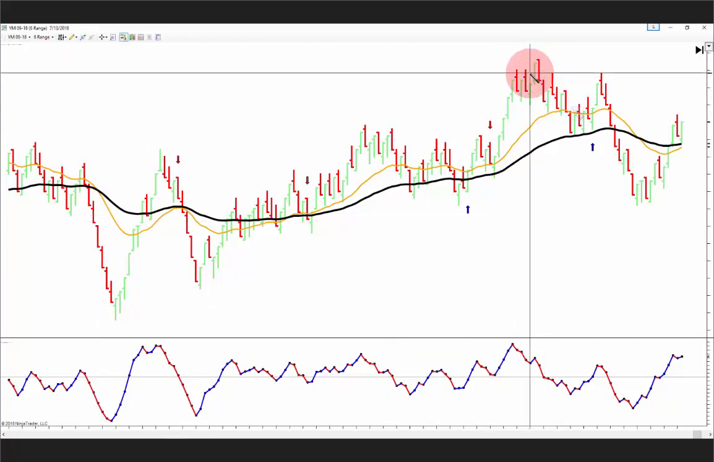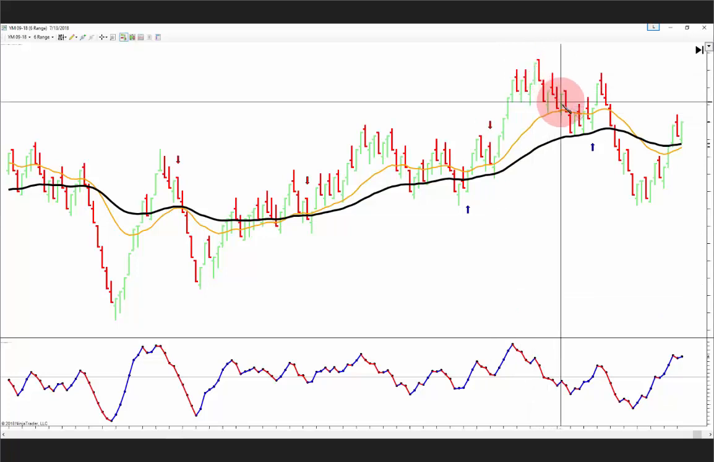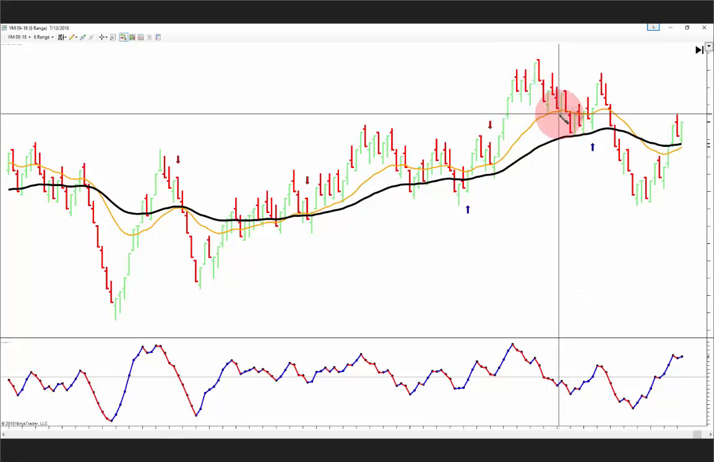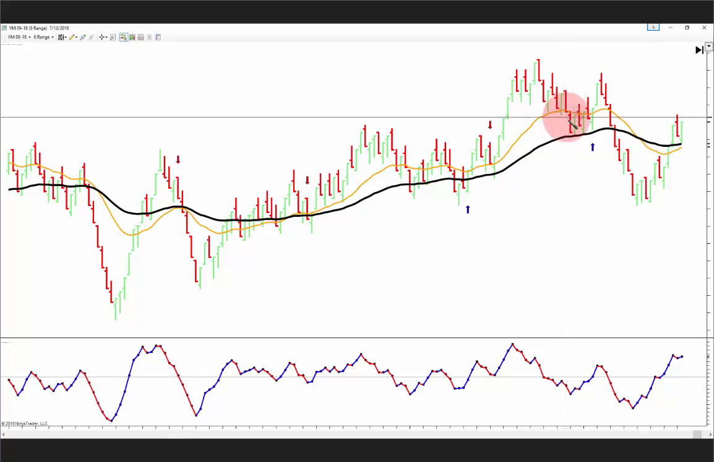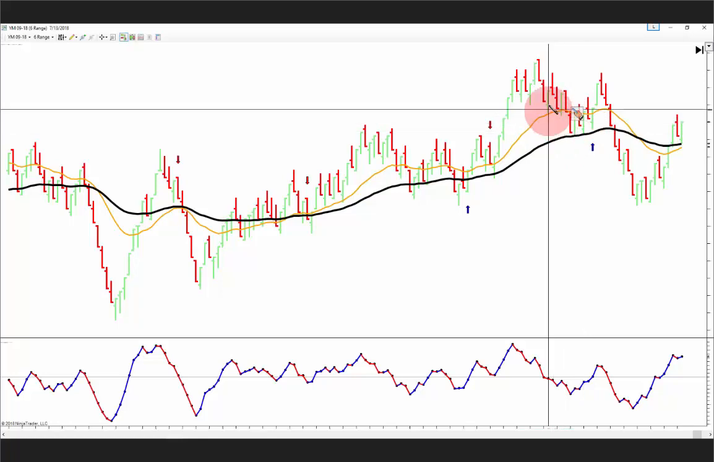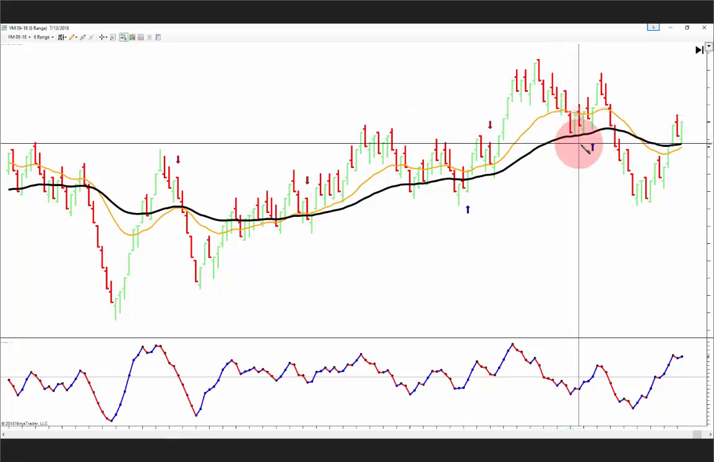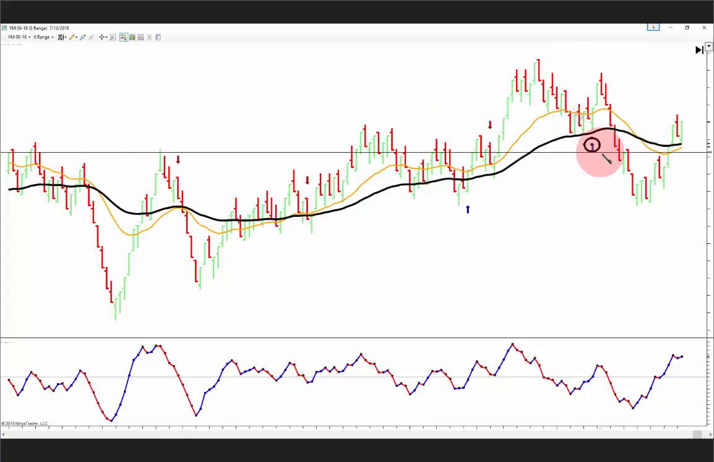Okay, price action's up here. As price action comes down and touches the 21 moving average, the gold line, I turn the system on and wait to see if I actually get a signal. And as long as price stays around the 21 and the 50, if I get a signal, I want to take it, and I do, and it's a nice little winner.